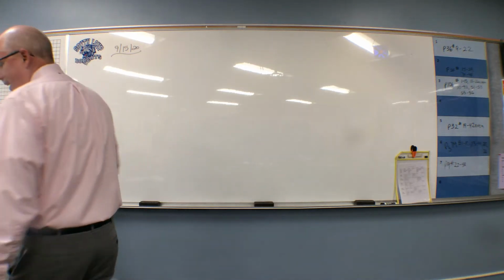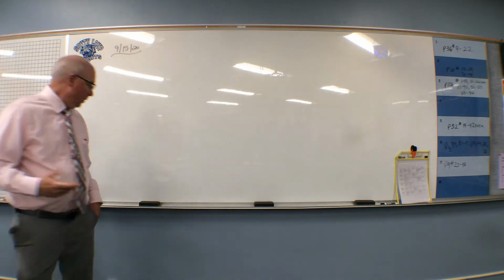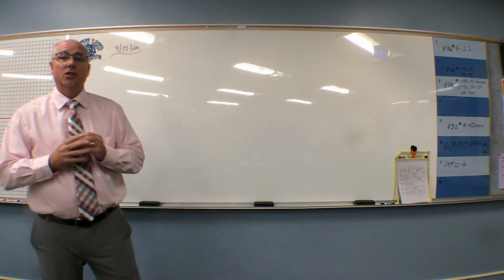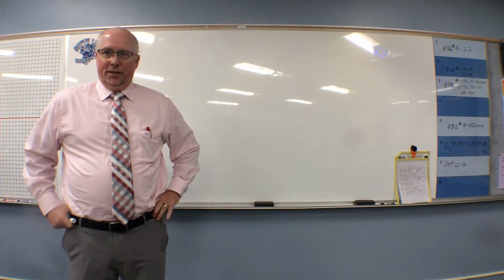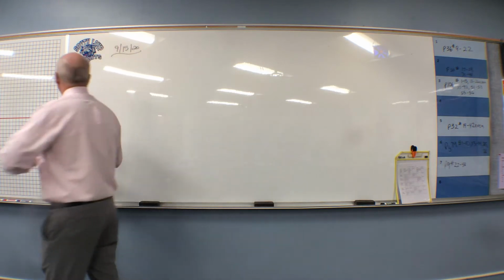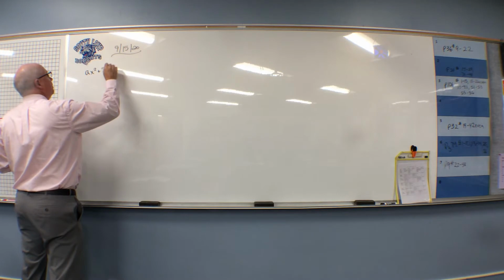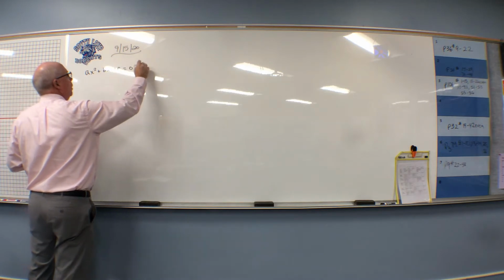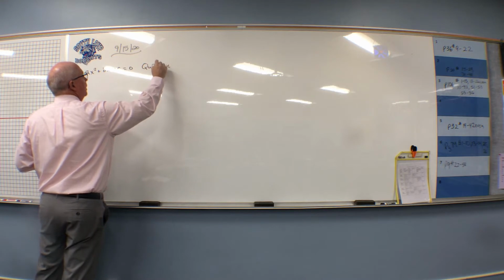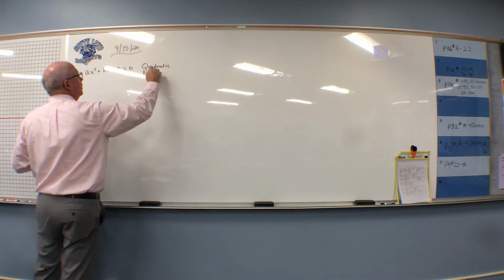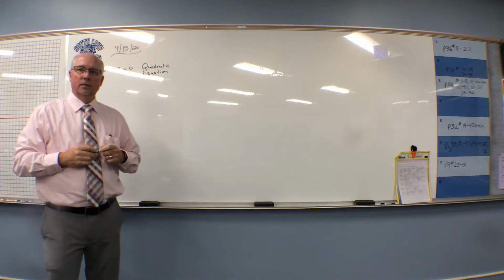So this is the second part of section 2.2. We're talking about different ways to solve a quadratic equation, correct? And let's take a look at the quadratic equation. The form is ax squared plus bx plus c equals 0. This is the quadratic equation. That makes sense? Okay.